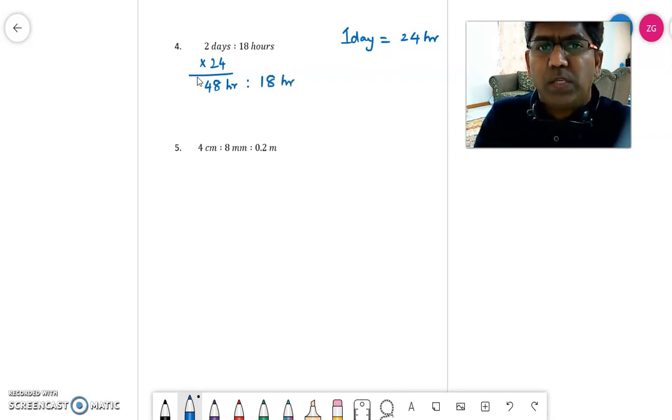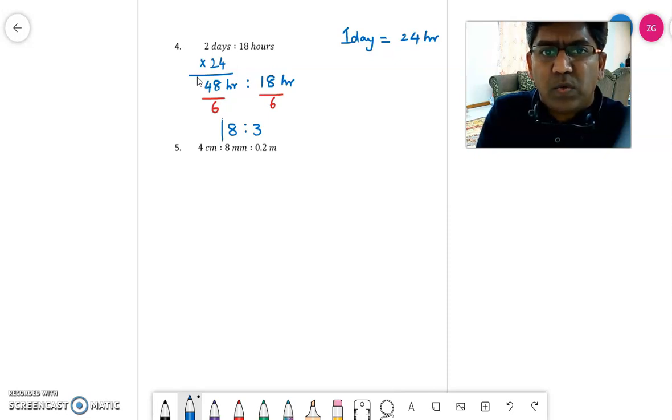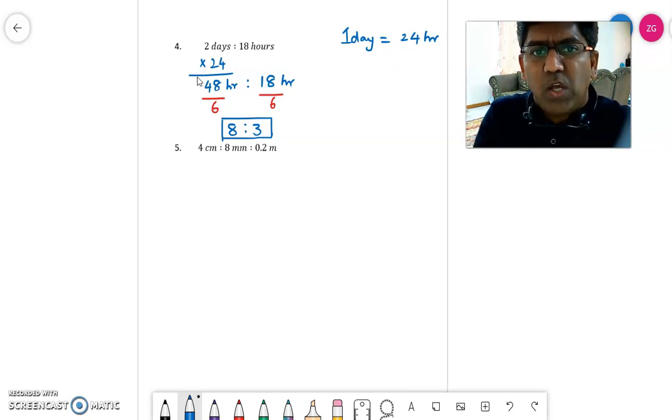Now both the units are the same, so I can simplify further. 48 and 18, the highest common factor for both is 6. So I'll divide both by 6. 48 divided by 6 will give me 8 and 18 divided by 6 is 3. So we cannot simplify it further. My final answer is 8 is to 3 without any units.